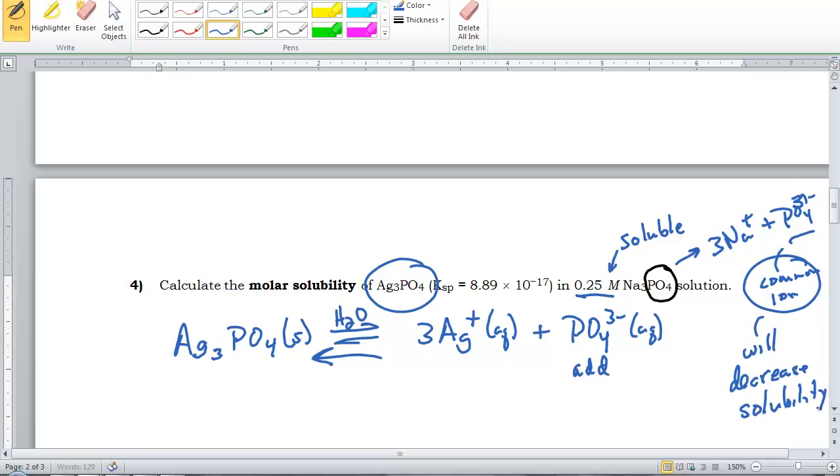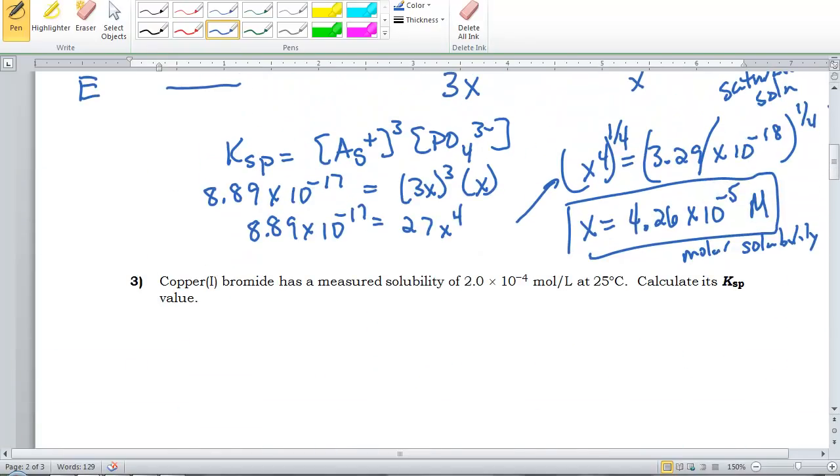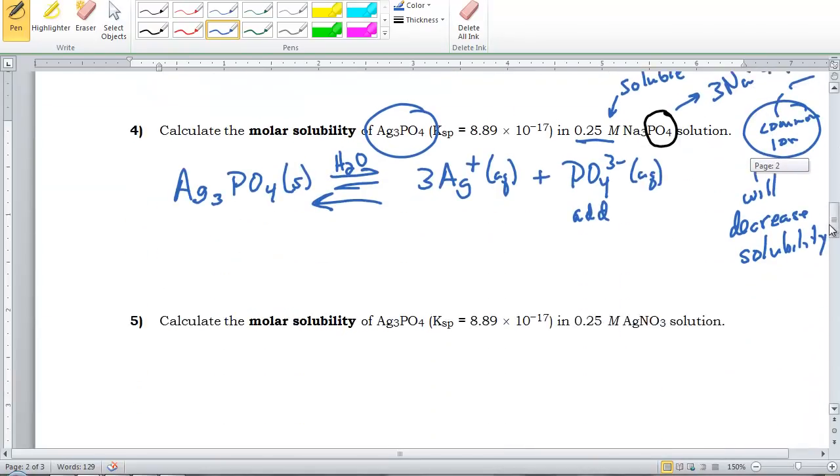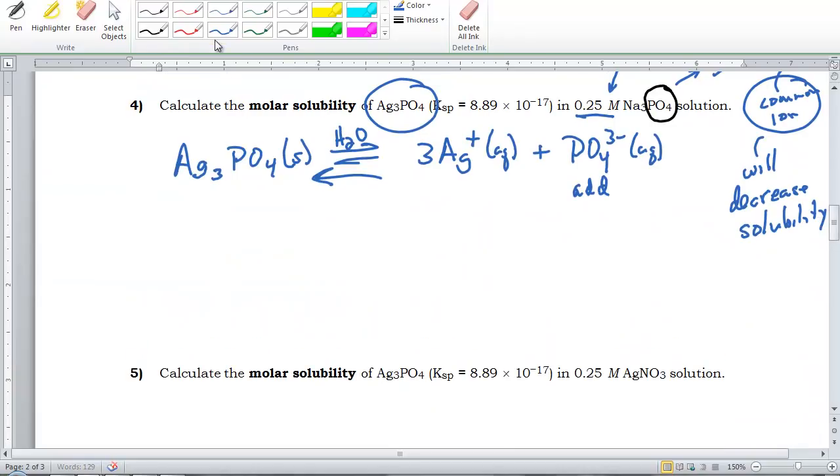And we're going to do a calculation here to prove it. We're going to see how much the solubility decreased. We know what the solubility is in pure water. It's right there, 4.26 times 10 to the negative fifth molar. Let's do this calculation in this solution. Same setup almost. Don't worry about your solid. It's not in the expression.